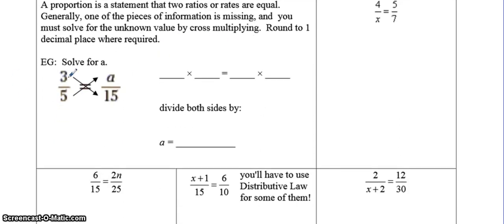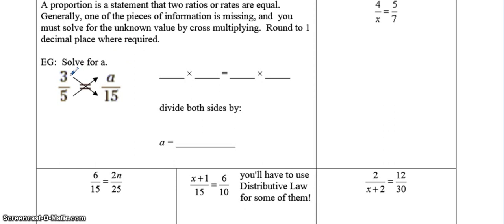So if it states that 3 over 5 is equal to a over 15, and you're trying to solve for a, you can probably figure out in your head that that is equal to 9. But you're going to get harder examples like that, so we want to make sure that I show you a method where you can solve any example.